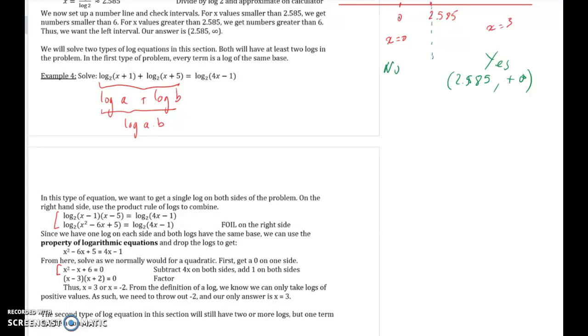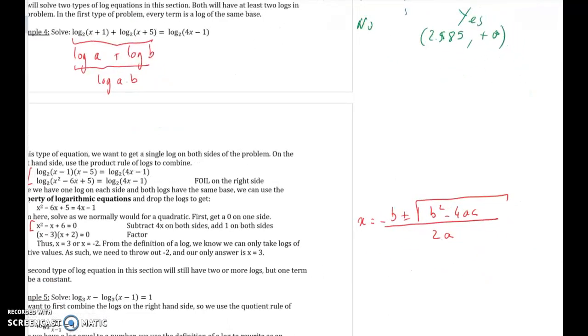We end up with a quadratic equation that we can try to factor if it's easy to do it. Otherwise, if it's not easy, we can use the quadratic formula. So don't forget the quadratic formula, which is x equals negative b plus or minus the square root of b squared minus 4ac, divided by 2a. So remember to properly define the values of a, b, and c. In that case, a equals 1, b equals negative 1, and c equals 6.